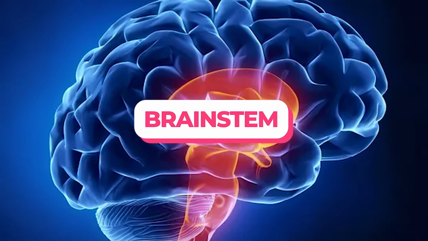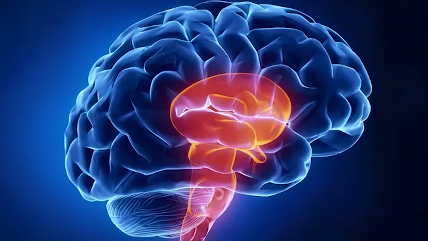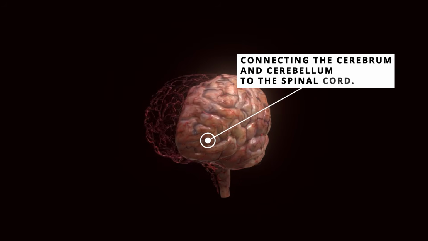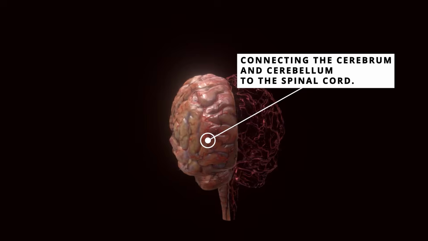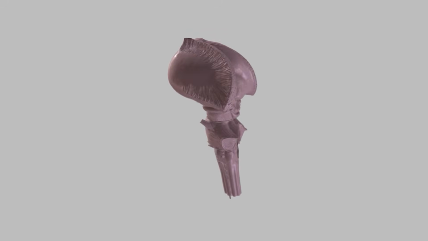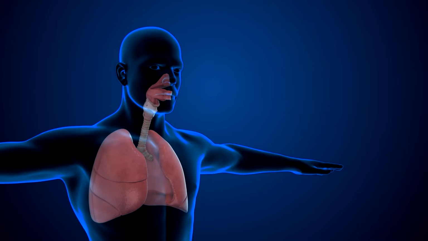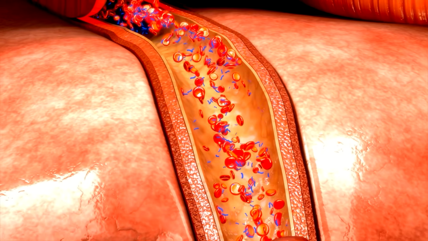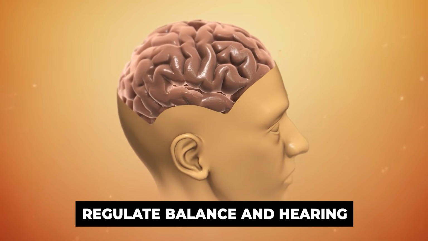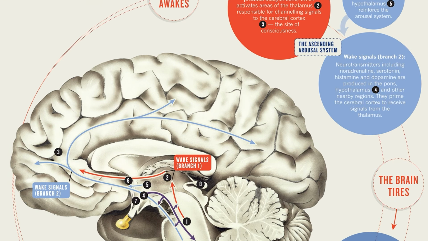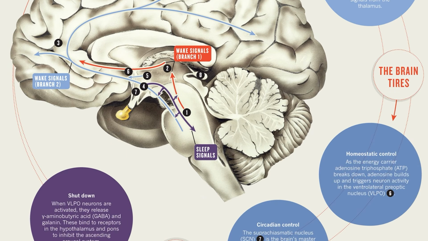Brainstem. The brainstem is located at the base of the brain. It serves as the bridge connecting the cerebrum and cerebellum to the spinal cord. The brainstem is critical for basic life functions, such as breathing, heart rate, and blood pressure. It's involved in reflexes, including those that regulate balance and hearing. It plays a role in regulating the sleep-wake cycle.